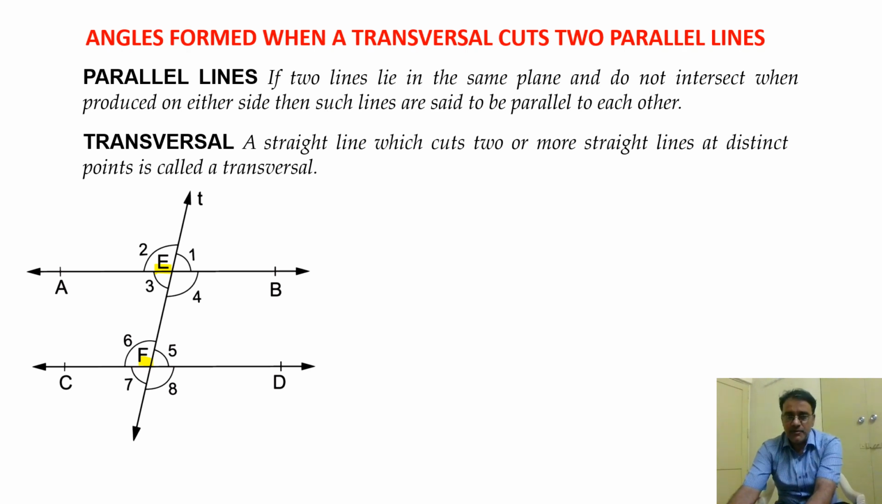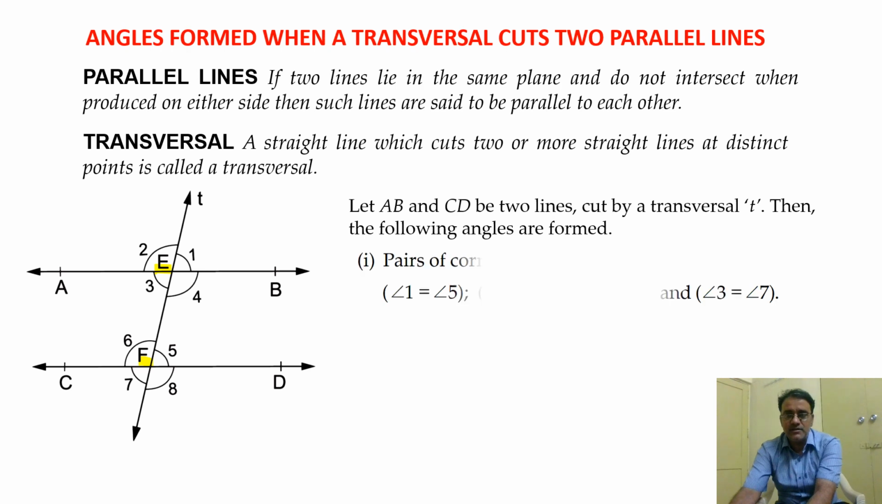Now in the previous class we have already seen the pairs of corresponding angles, pairs of alternate interior angles, pairs of alternate exterior angles, and the pairs of interior angles on the same side of the transversal line. Okay, so let us start with the pairs of corresponding angles. The property of parallel lines is that the corresponding angles are equal to each other.